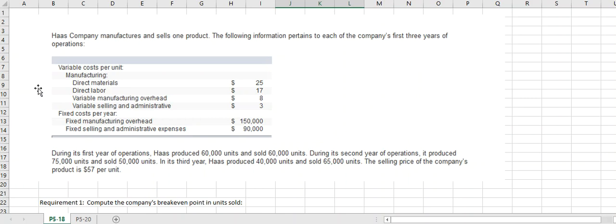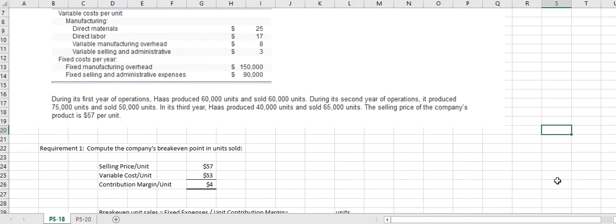The information for our company says that Haas Company manufactures and sells one product. We've got 3 years of data right here related to operations. So it looks like we've got some variable costs and some fixed costs, and these are all either per unit or per year. And then down at the bottom it says during its first year of operations we have produced 60,000 units and sold 60,000, and we have some similar data for year 2 and year 3. And then finally it says the selling price of the company's product is $57 per unit. So that's all the information that we're given.